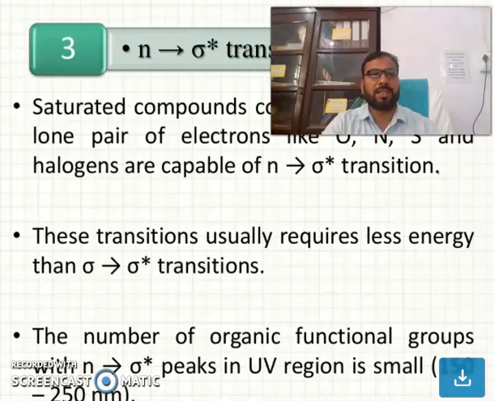N to sigma star transition. Saturated compounds containing atoms with lone pairs of electrons like oxygen, nitrogen, sulfur and halogens are capable of n to sigma star transitions. This transition usually requires less energy than sigma to sigma star transition. The number of organic functional groups which show n to sigma star peak in the UV region is small, where small means 150 to 250 nanometer.